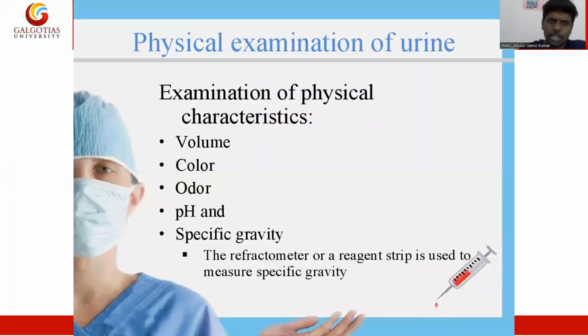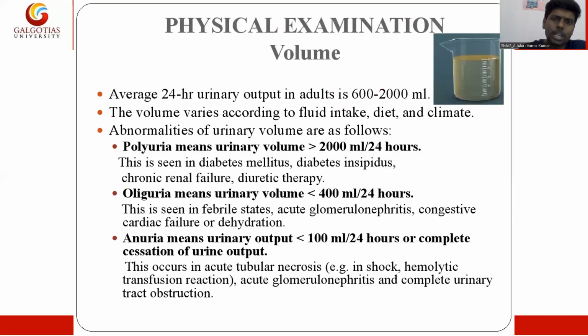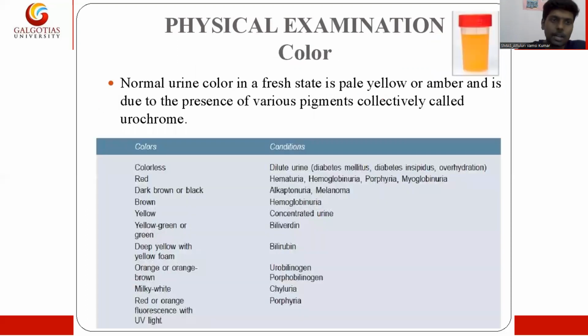So physical examination means the things that we observe with the naked eye, such as volume, color, odor, pH, and specific gravity. The normal urine volume is around 2 liters per day. If it is less than 400 ml per day, it is called oliguria. If there is no urine production, it is called anuria. If urine production is greater than 2 liters per day, it is called polyuria. Okay, the color of urine will be around yellow to straw color.